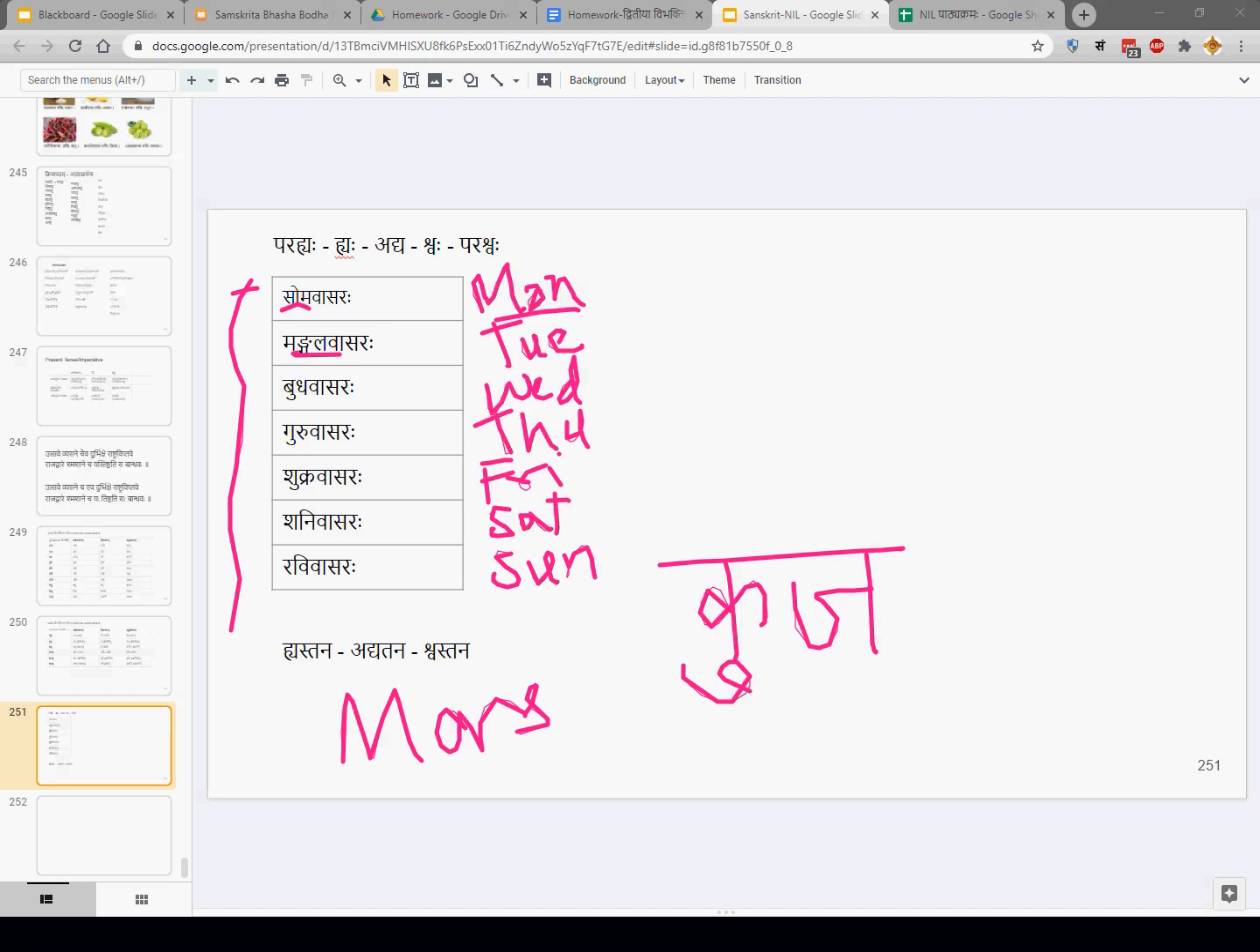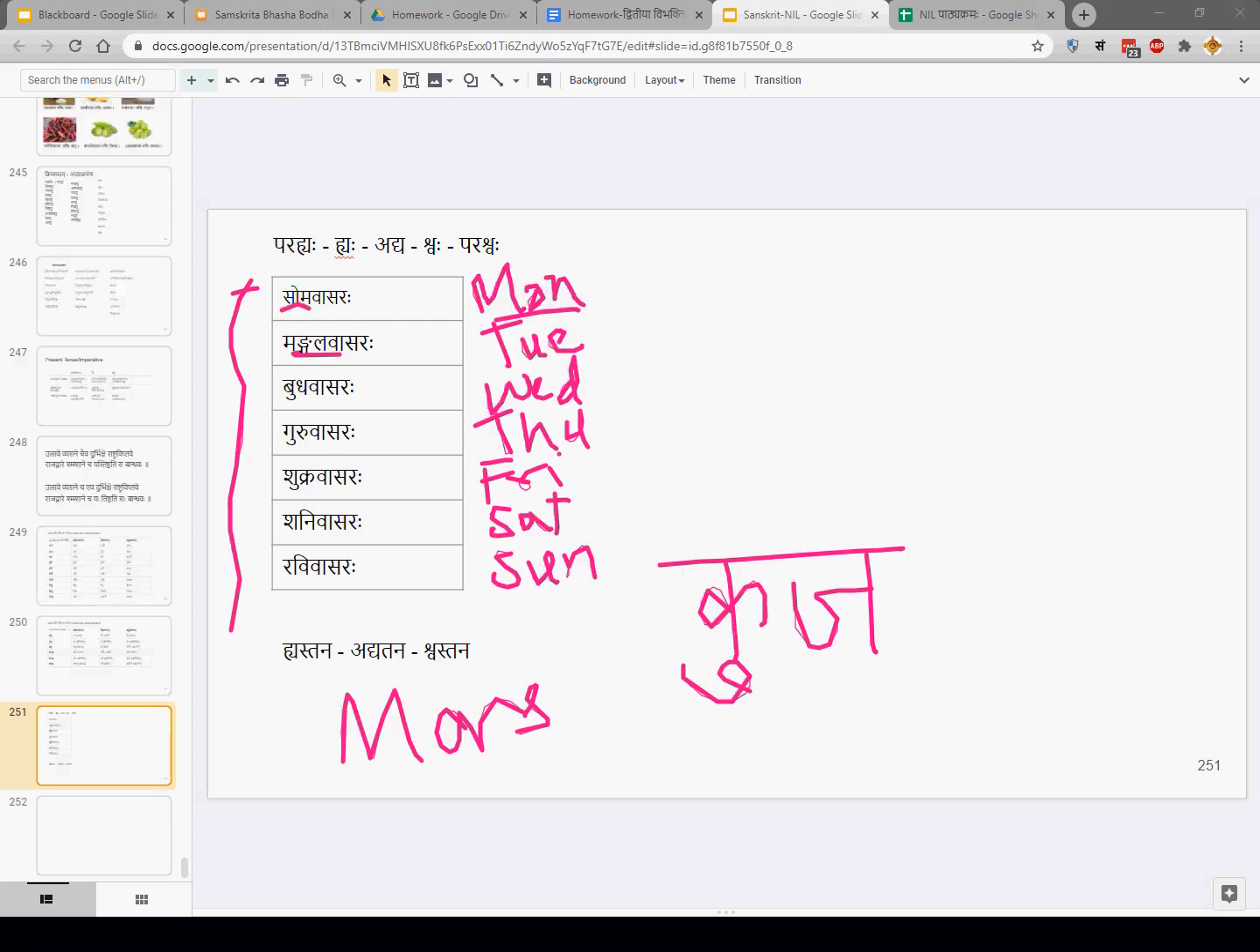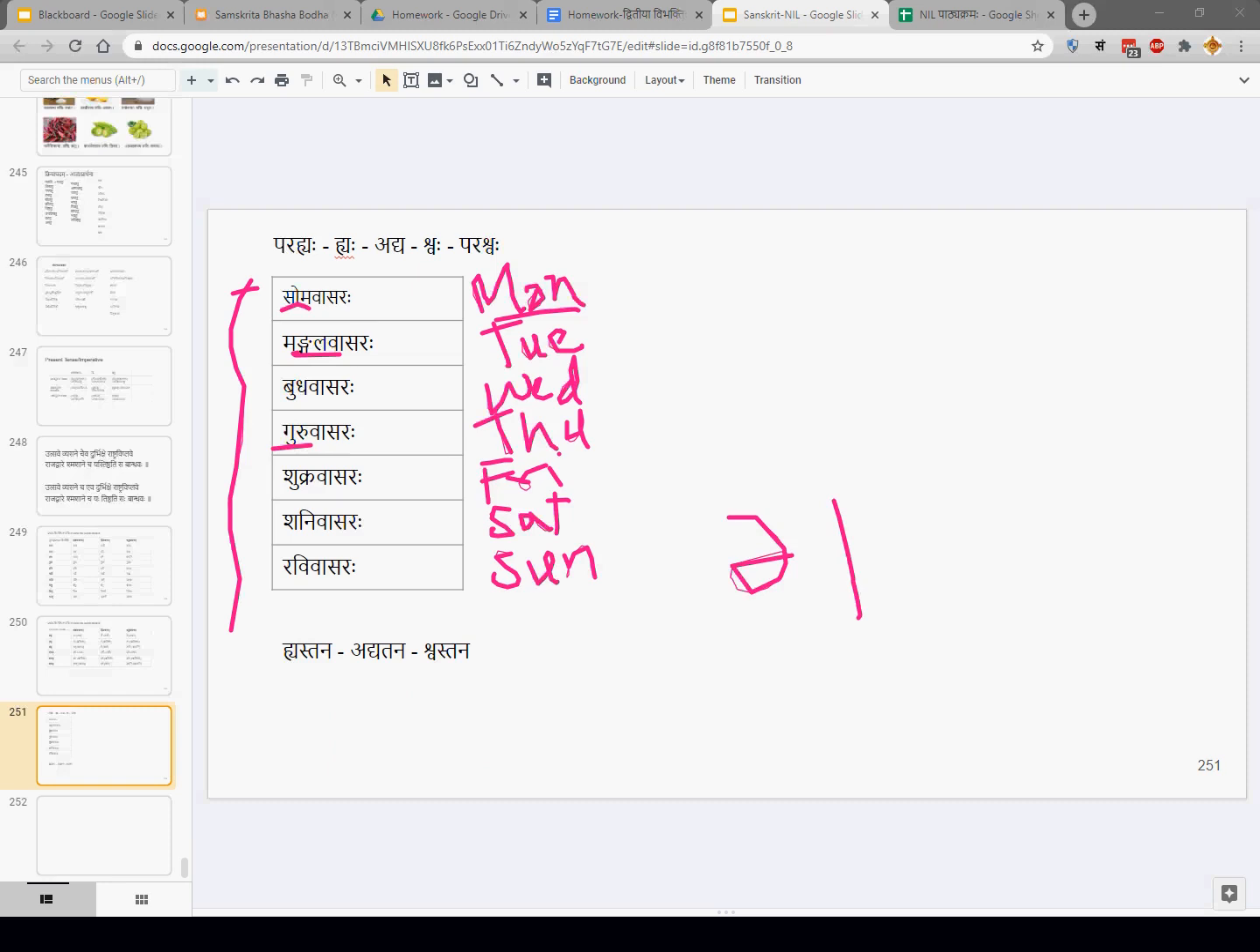Then Buddha is another planet, Mercury. I don't know another name for Buddha, but Buddha is the common one. Buddha is Mercury, Buddhavasaraha. And similarly we have Guru Vasaraha. Guru Vasaraha means Thursday. So here also Guru, you know what Guru means. And this Guru actually refers to a planet. A planet is called Graha in Sanskritam.